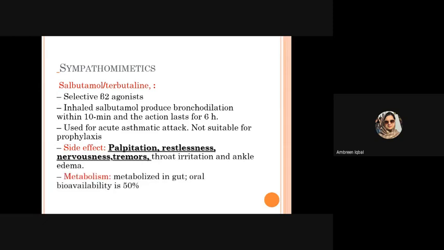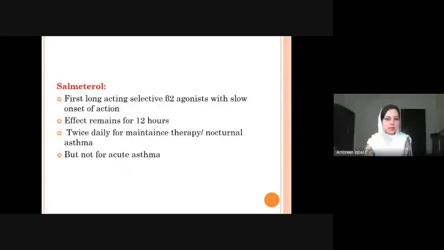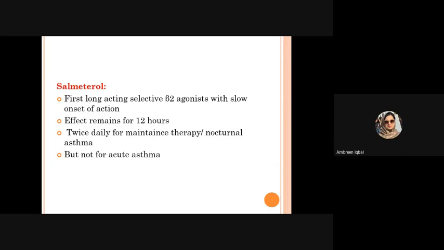Metabolism is in the gut. Oral bioavailability is 50%. Duration of action: oral salbutamol acts for 4 to 6 hours. While salmeterol is the first long-acting selective beta-2 agonist with a slow onset of action. Its effects remain for 12 hours, so we can use it twice daily for maintenance therapy.